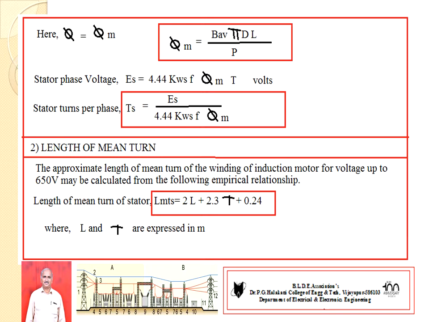So number two, length of mean turn. It is also another important calculation. For voltage less than 650 volts, the empirical formula to calculate the length of mean turn of stator is LMTS equals 2 times L plus 2.3 tau plus 0.24, where tau is known as pole pitch, tau equals pi D by P.